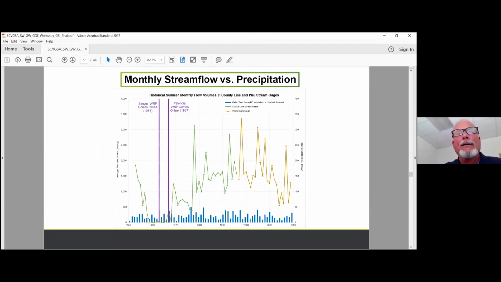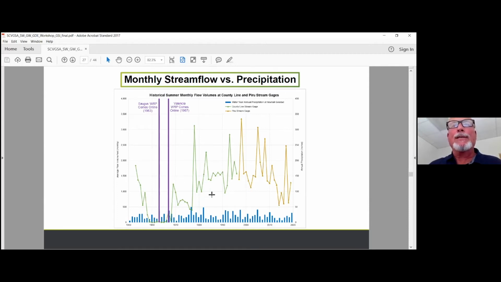So what you're seeing here, we've got data from 1950 to 2020 across the bottom here. This is average flow in acre feet. On this vertical axis, the y-axis, acre feet per month, you see these purple lines represent the time when the Saugus and then the Valencia WRPs came online. The green and then ultimately the gold represent the non-storm flow, basically the summer flow across the county line as measured at the gauge. This does not include the peak flows, which are quite a bit higher than this.